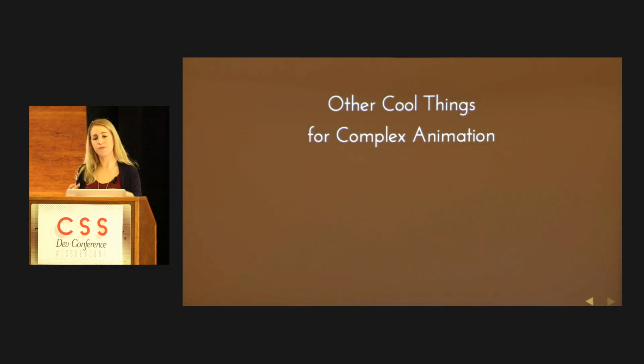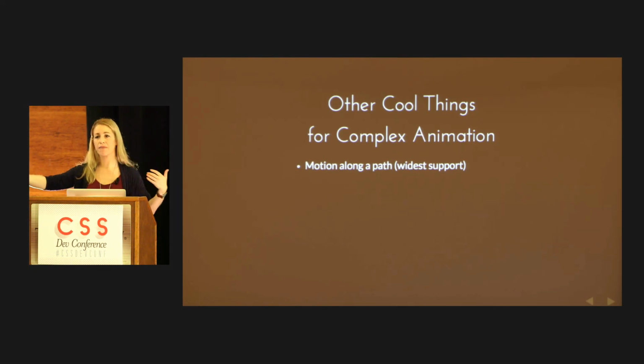So, other cool things for complex animation. I'm not going to get super nitty-gritty into the code for this, but all my code is open source on CodePen if you want to check it out later, and I will get into the nitty-gritty for just one pen. But motion along a path, we actually have the widest support for motion along a path. It was in SMIL, which is never going to be supported in IE, probably, and probably won't move into Edge, maybe not. And we have it coming in CSS, but there's a gap in time between when we can use it in either of those things.